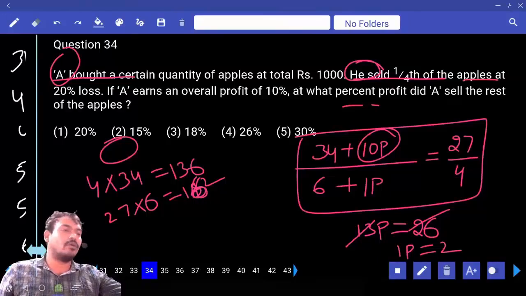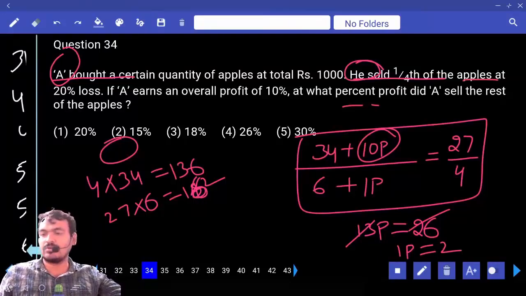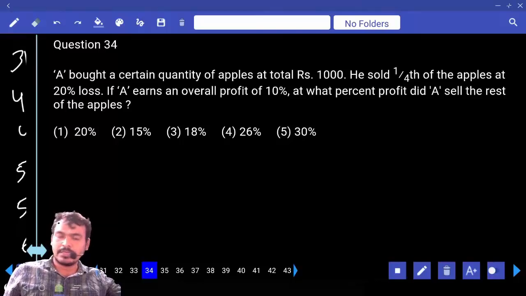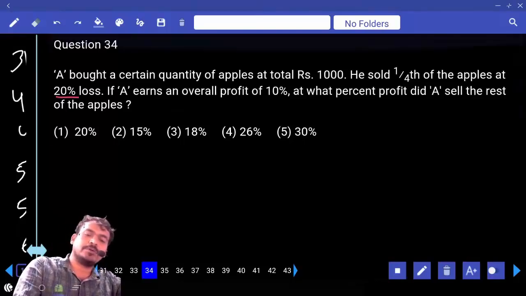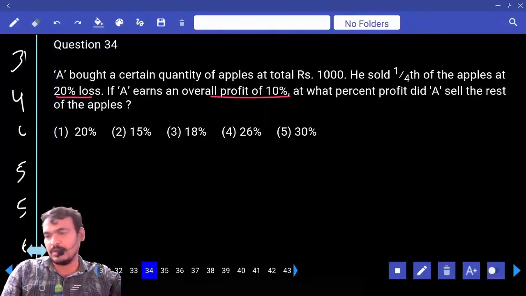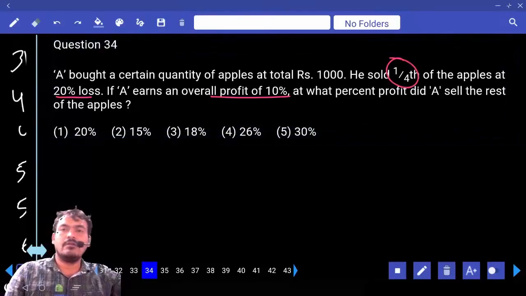Next question, number 34. A bought a certain quantity of apples at a total cost of how many rupees? 1000. He sold 1/4 of the apples at a 20% loss. If A earns an overall profit of how much percent? 10%. At what percent did A sell the rest of the apples? Rest of the apples. First case, how much percent is loss? 20%. But overall, how much percent is profit? 10%.